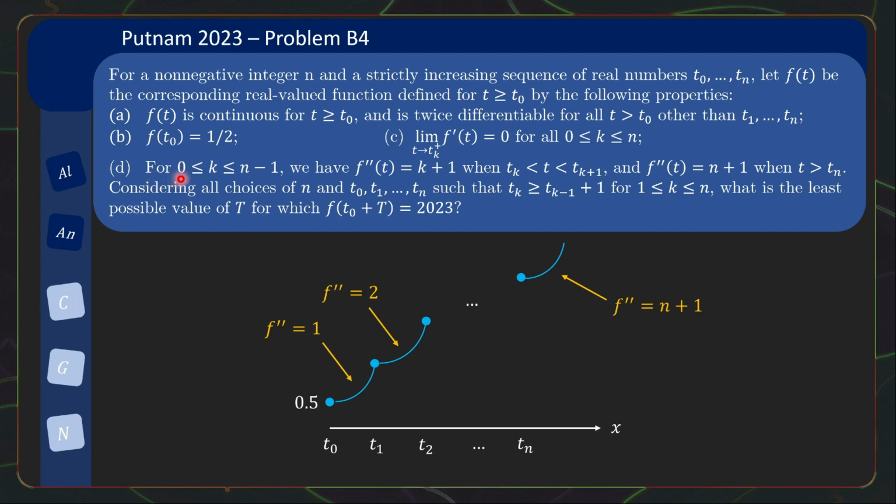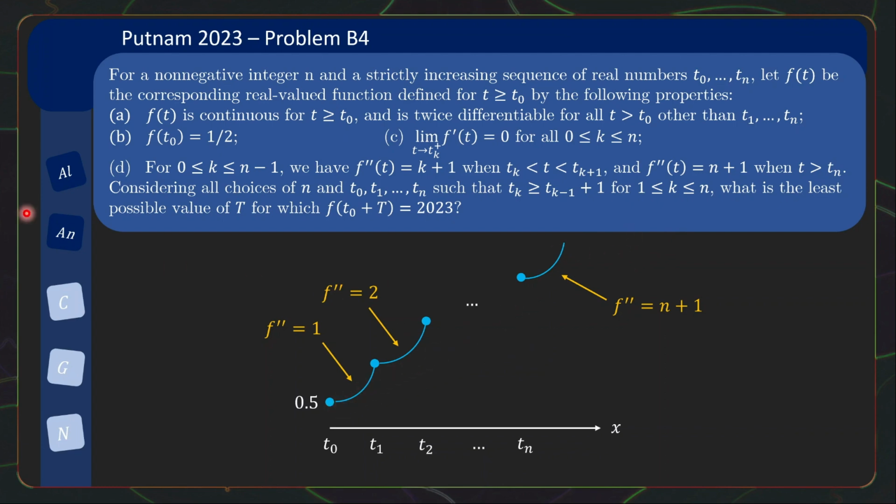Okay, now the last condition describes the shape of the curve in between the special points. So for k between 0 and n minus 1, we have f prime prime of t equals k plus 1 for the values of t in between. So for example, over here, f prime prime is 1, over here, f prime prime is 2, and so on. And f prime prime is n plus 1 when t is bigger than tn. So for tn onwards, f prime prime equals n plus 1. So this is f prime prime equals 1, f prime prime equals 2, f prime prime equals n plus 1. So this set of conditions completely describes the function. It will look like this.